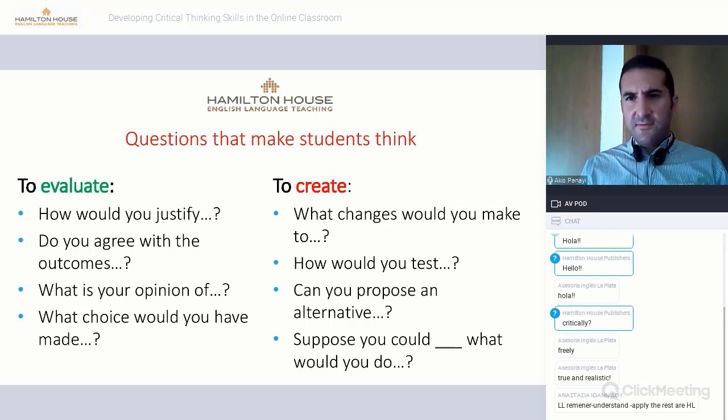And lastly, the final step of learning objectives, of learning aims, to create. We can raise questions like, what changes would you make to do this? How would you test? Can you propose an alternative? And suppose you could do that, what would you do?